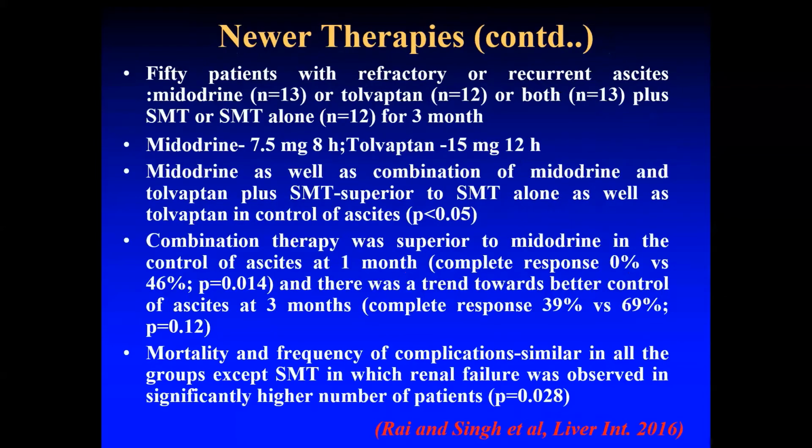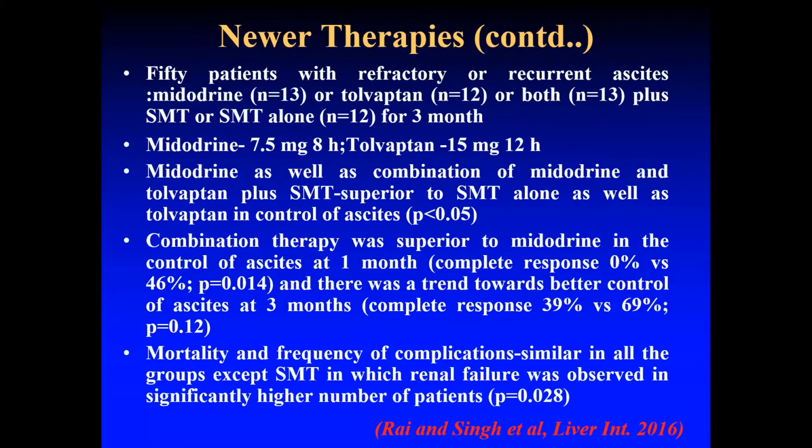This was another study of ours in which we used the combination of midodrine and tolvaptan, and then looked at the control of ascites in these patients, the refractory or recurrent ascites. Midodrine was used in doses of 7.5 mg 3 times a day, and tolvaptan in doses of 15 mg 12 hourly. The midodrine as well as the combination of midodrine and tolvaptan plus standard medical therapy was superior to SMT alone as well as tolvaptan in the control of ascites.